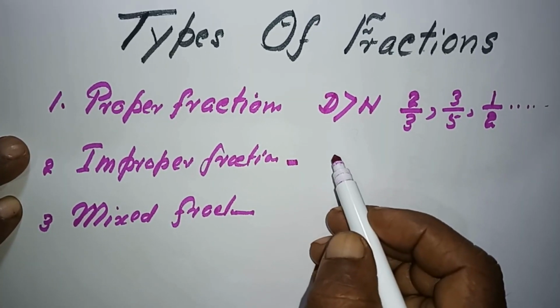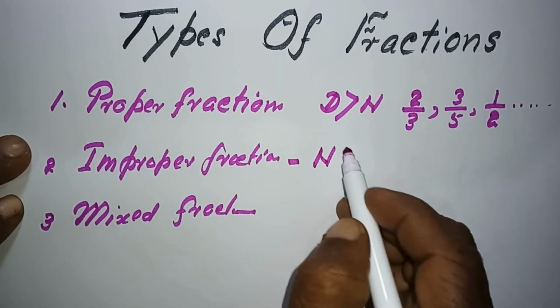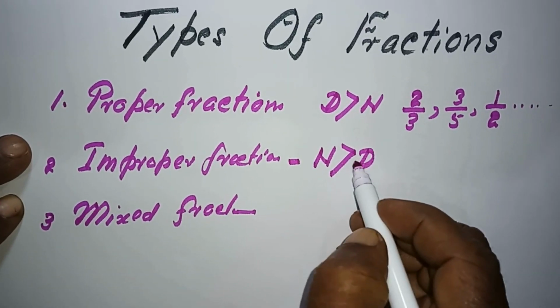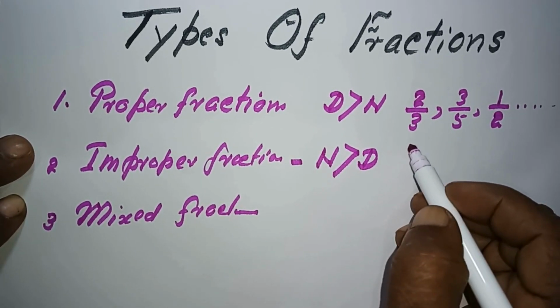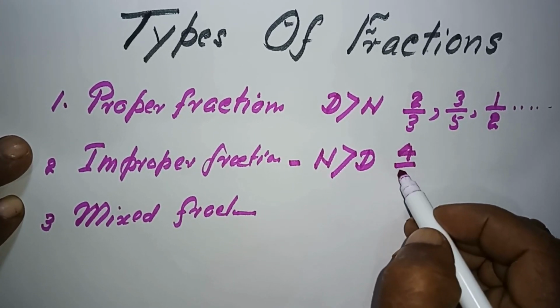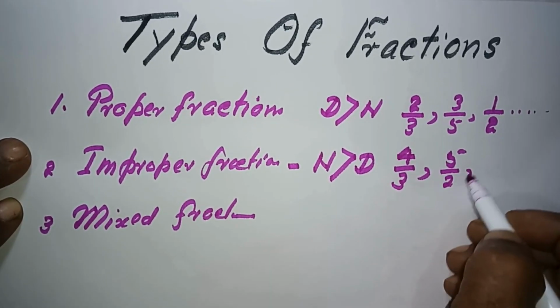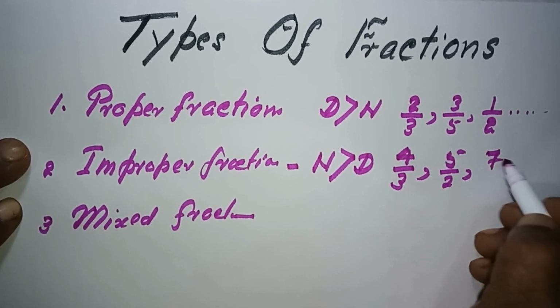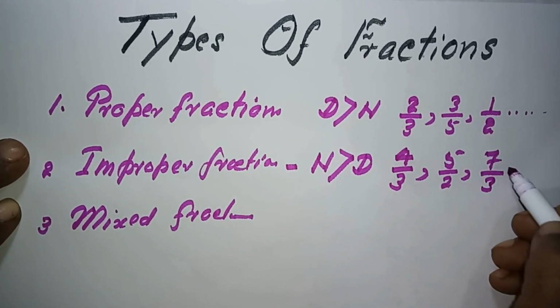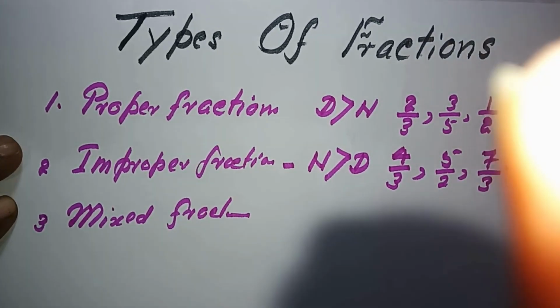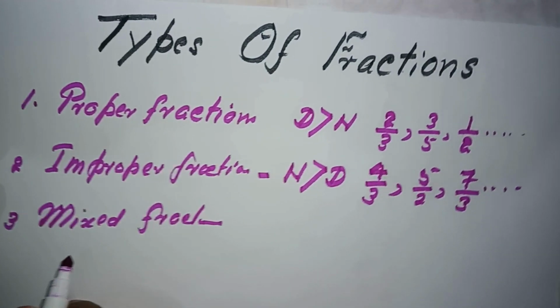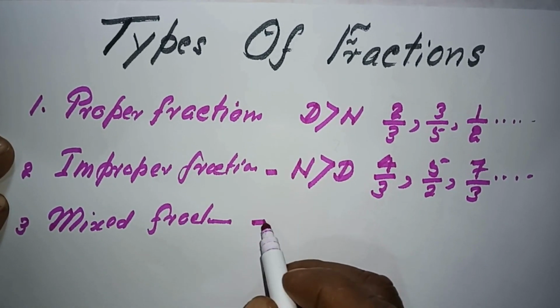Improper fraction means the numerator is greater than the denominator. So for example, we can take this 4 over 3, say 5 over 2. For this also you can give any amount of examples.